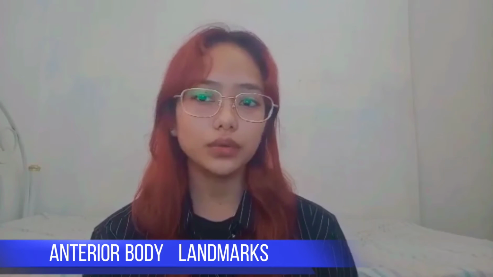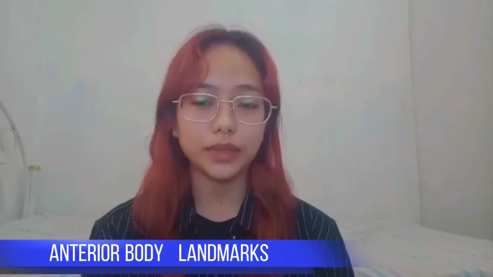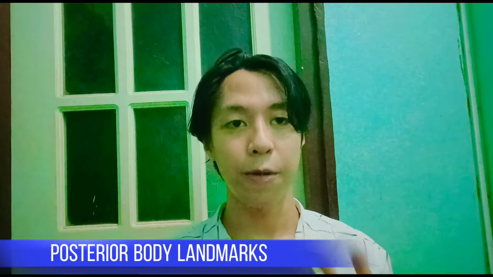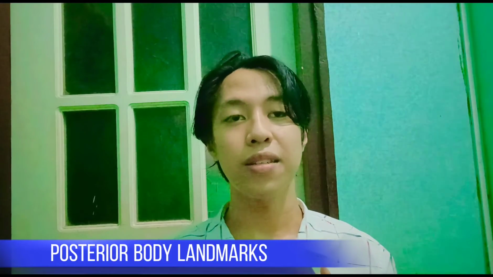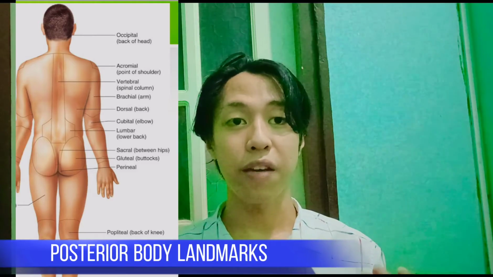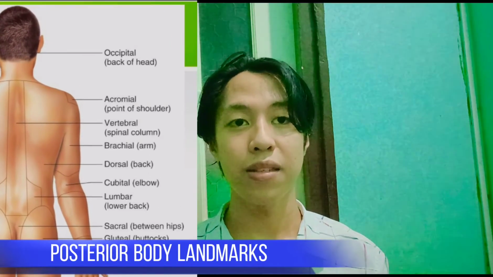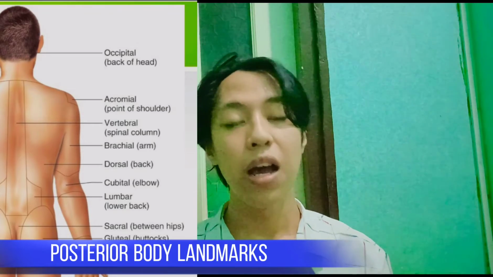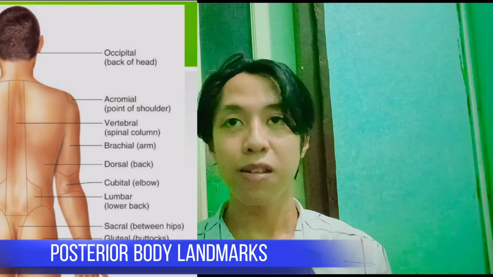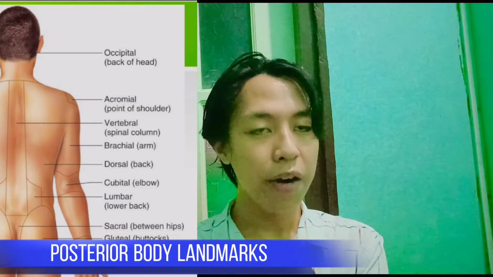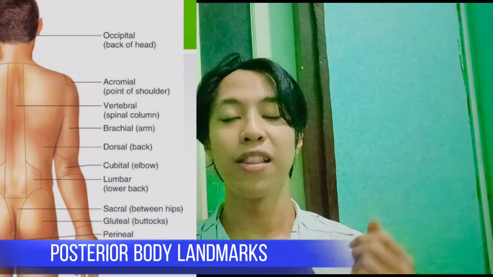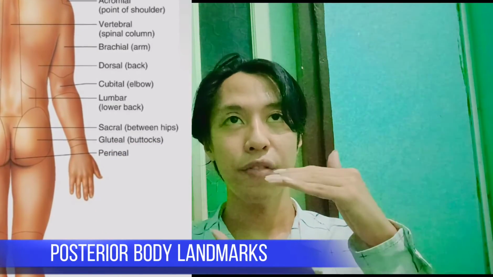So now let's go to Mr. Gondol and find out about the posterior body landmarks. Posterior body landmarks. When we say posterior, it is the back of our body. The body parts we can find in posterior body landmarks are the occipital, which is the back of the head, acromial, which is the point of the shoulder, vertebral, which is the spinal column, brachial, which is our arm, dorsal is the back, cubital is the elbow, and lumbar is the lower portion of the back.